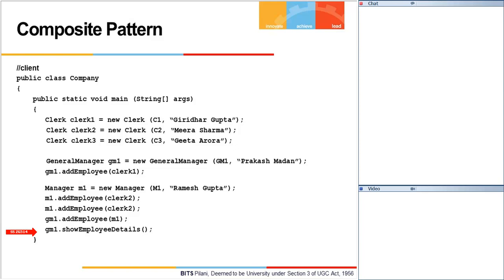CEO is a composite component which invokes GM, which is also a composite component. So we do not say which invokes GM, but the CEO is a composite component which comprises another composite component, which is a general manager. Right? So a general manager would implement the employee interface, as well as the manager would be a composite component which would implement the employee interface.